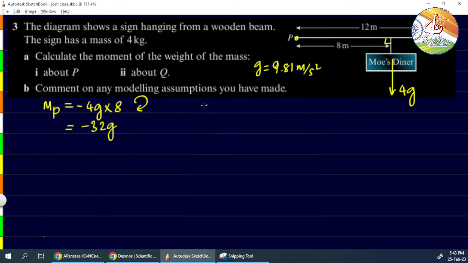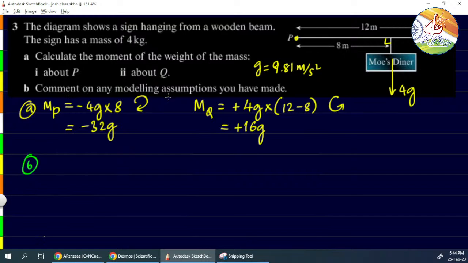So this is MP. Then MQ, the moment about the point Q, will be force, that is again the same, weight is 4g, times this distance. That distance is the total distance 12 minus 8, and this one is in the anti-clockwise direction, so it is positive. So 12 minus 8 is 4, 4 times 4 is 16, so plus 16 times g is that value. So part A is over. Part B.